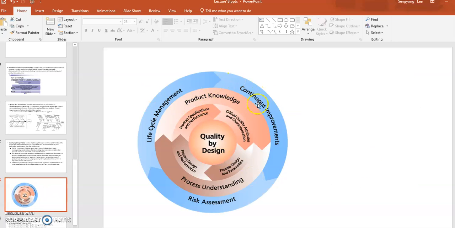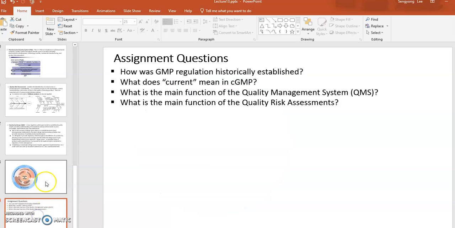So quality by design, life cycle management, continuous improvement, risk management all come together. The product knowledge, product specification, performance, critical quality attributes, and characterization, and the process design and performance, process design and parameters, and process understanding. All these things help to develop this quality by design. That's what it means.